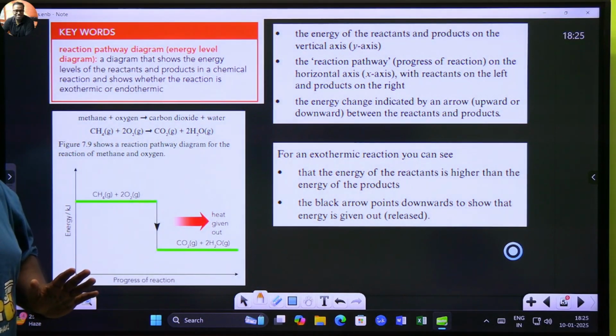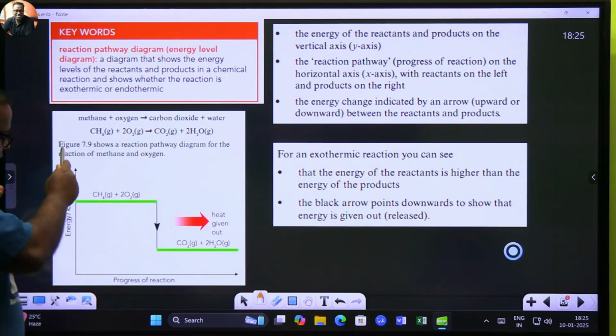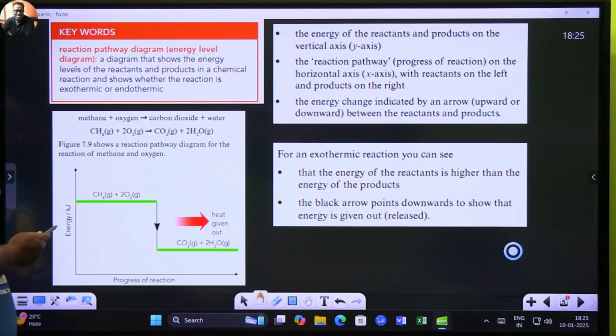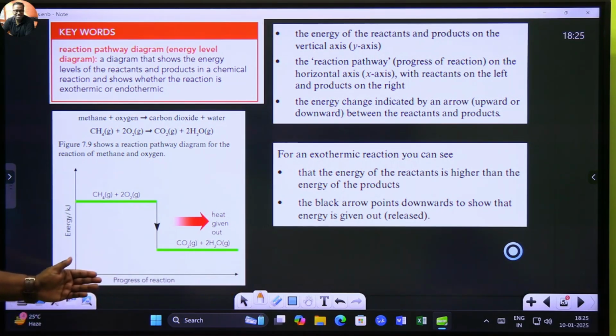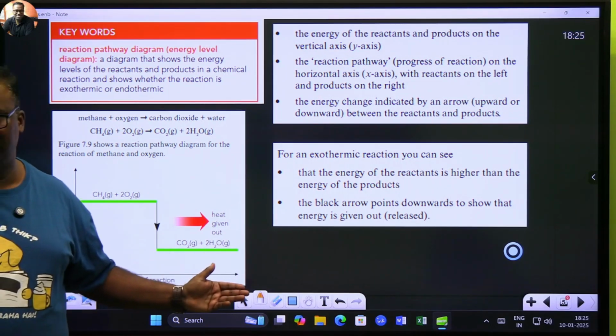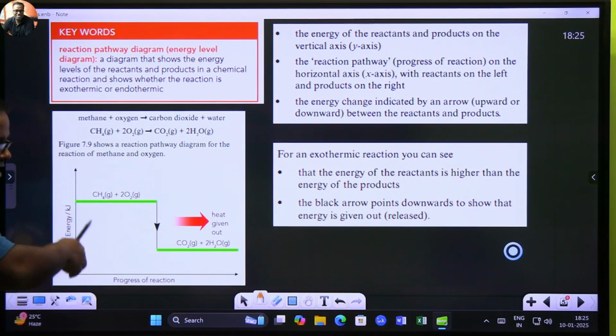Assume that for now. What is the surrounding? The reaction mixture. Okay. So in the pathway diagram, on the vertical axis, we will show energy. Energy in kilojoules. Whose energy? Reactants and products. It is an energy axis. And on the right side, what do we show? Progress of reaction. That is time, basically. As the reaction is progressing, what is the change in energy?